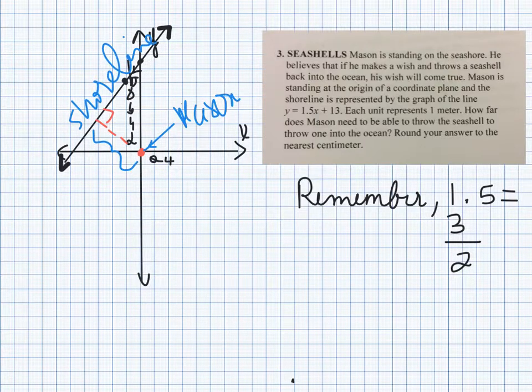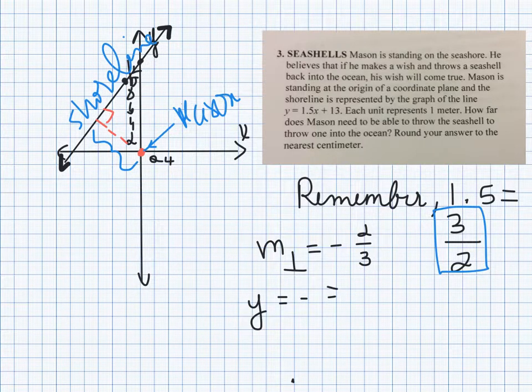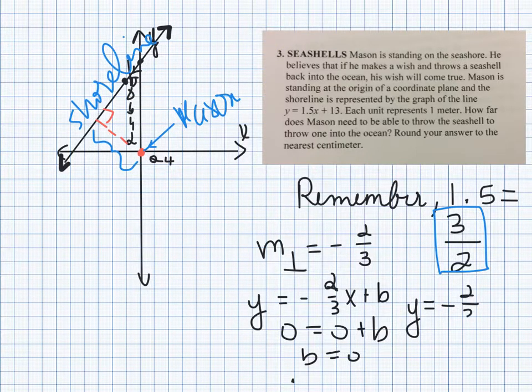So the first thing that I need to know is that the slope of the line is 3 over 2, and that's because 1.5 equals 3 over 2. So the slope of the perpendicular is negative 2/3. And we also know that that line passes through the origin. So the equation of the line is y equals negative 2/3 x plus b. But since y and x are 0 for that particular point, then 0 equals 0 plus b, and b equals 0. So the line is y equals negative 2/3 x.